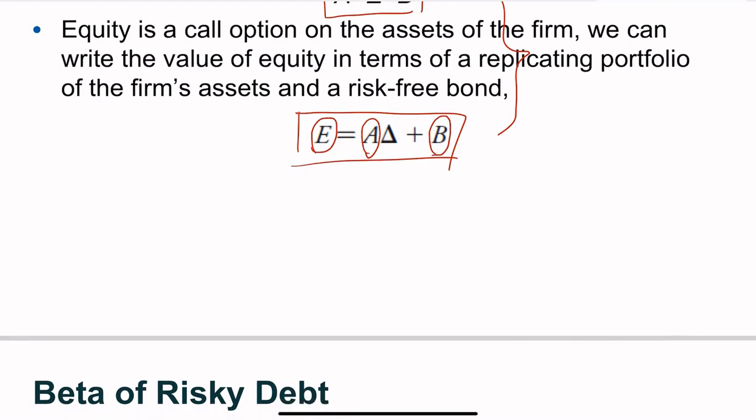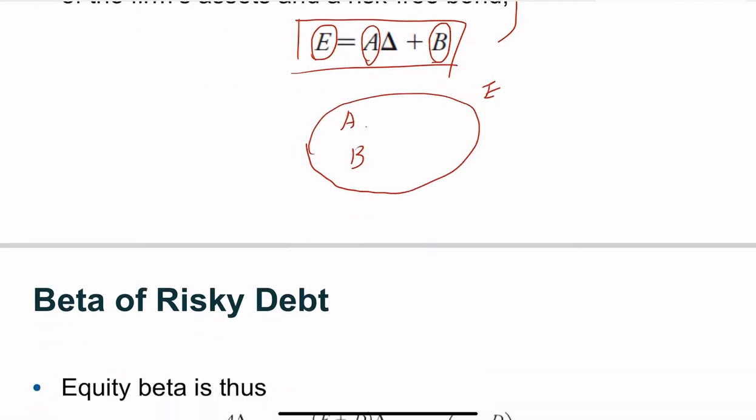So again, we will use the same methodology we just discussed. This is the firm's equity. It's a portfolio of the firm's asset and a bond. So this tells us beta of equity will be the portfolio weight of asset times beta of asset plus the portfolio weight of bond times the beta of bond. And when you're replicating a call option, you're using a risk-free bond, so here you will just remove this part because beta B is just 0, right?